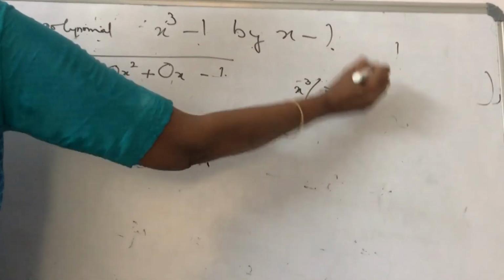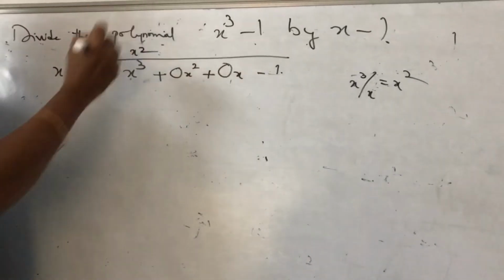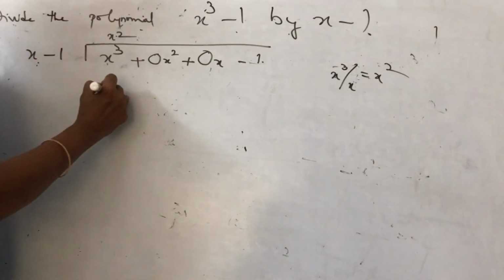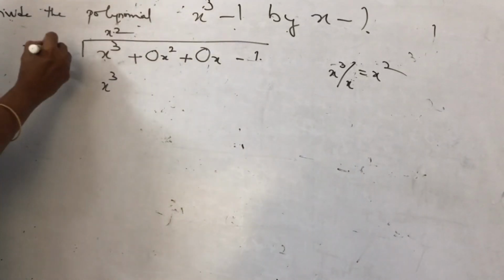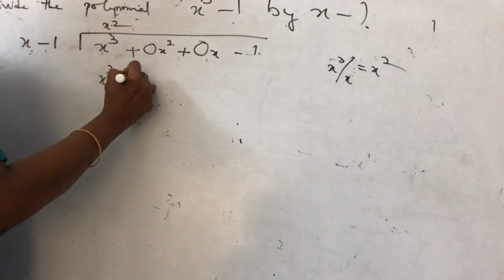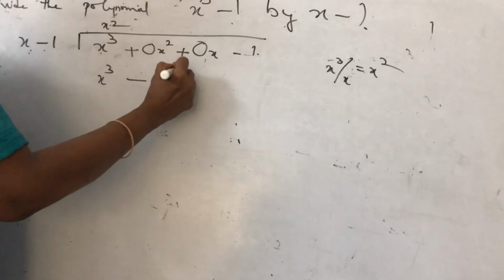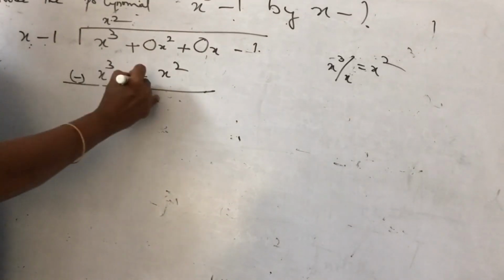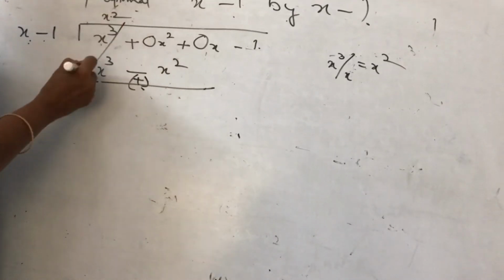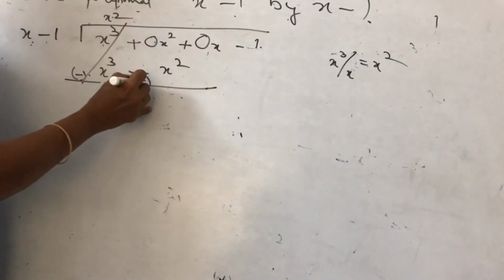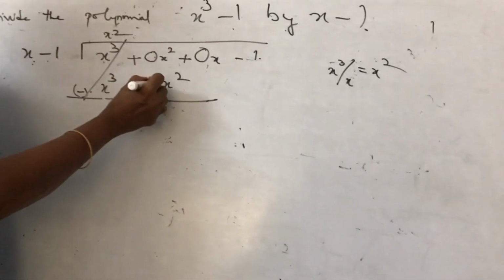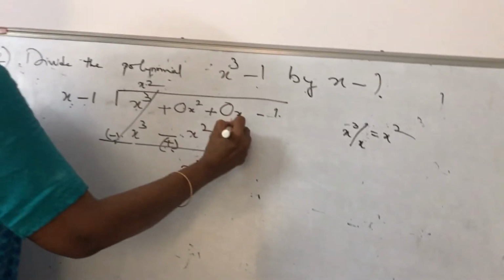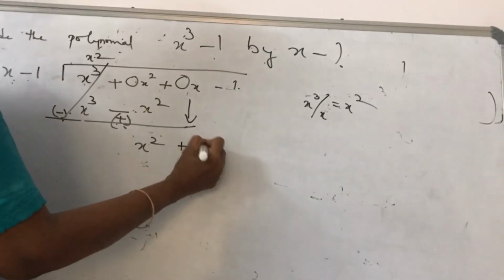x cubed by x is what? x squared. Divisor into quotient. x into x squared, x cubed. Minus into plus, minus 1 into x squared, x squared. Division: every step we are going to subtract. 0 plus 1. No number means what is the number, children? 1. 0 plus 1, 1. And bring down the next term.